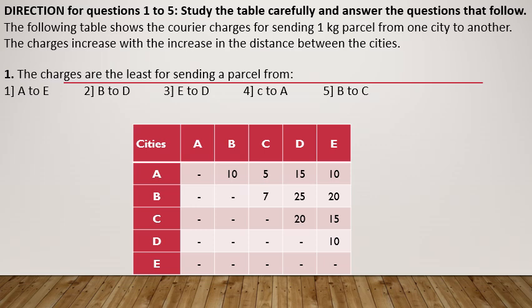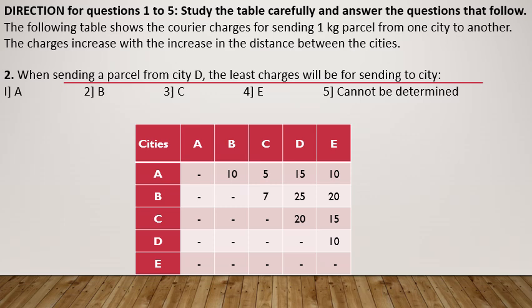Thereafter C to A. If we check C in the row and A in the column, then we have the value 5. So we can see here that the charges are the least for sending a parcel from C to A, right? So here we have the answer, fourth, for this question.